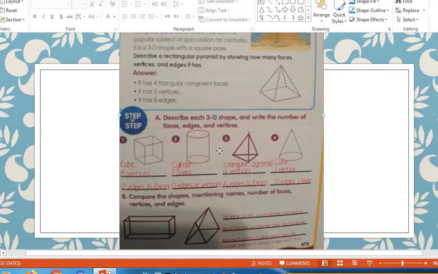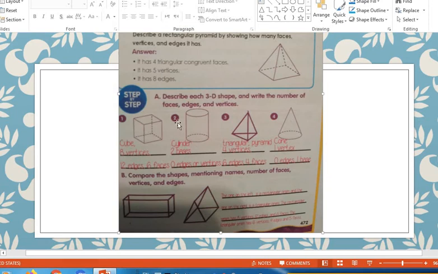Describe each 3D shape and write the number of faces, edges, and vertices. This is what? What do you think? This is a cube. How many vertices? 1, 2, 3, 4, 5, 6, 7, and 8. And how many edges? 12. You count each. I have here 4 squares, each square 4 vertices, so I have 12.